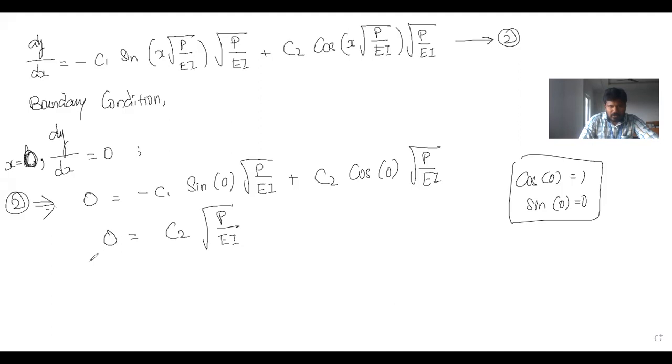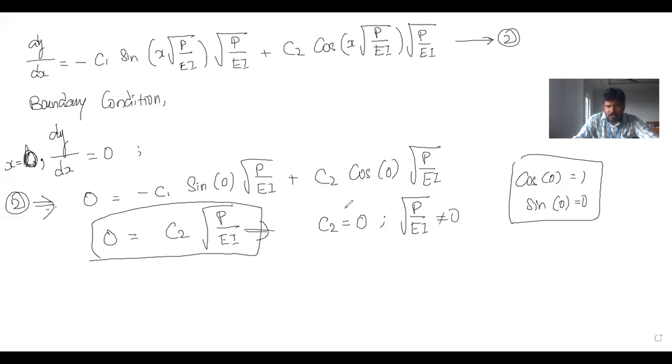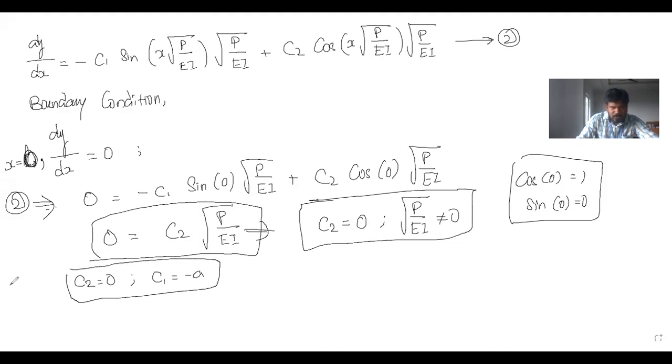So this is our equation. In this equation, there are two terms. C2 can be equal to 0, but the term P by EI does not equal 0. So these are the conditions. Now we know that C2 is equal to 0 and C1 is equal to minus A, the constants. So the constant values we are going to substitute in equation number 1.